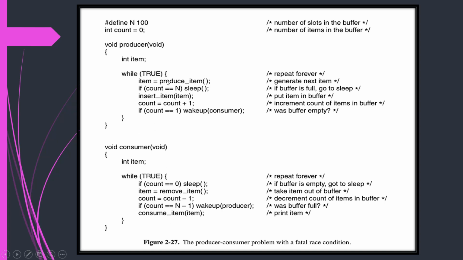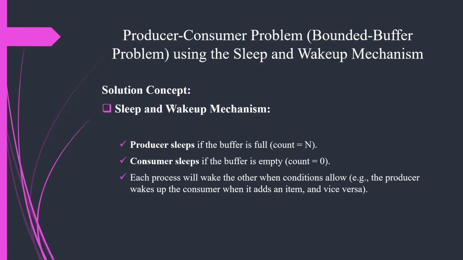This is the way the entire program is going to work. Using this sleep and wake up, your producer consumer problem is going to work. The simple thing: the producer sleeps if the buffer is full, count equal to n, and the consumer sleeps if the buffer is empty. So this is the scenario where we are using the sleep and wake up flag. I mean, automatically we can put a particular process in sleep mode, and then wake a particular process into wake up mode to continue its work. So each process will wake the other when the conditions are right.